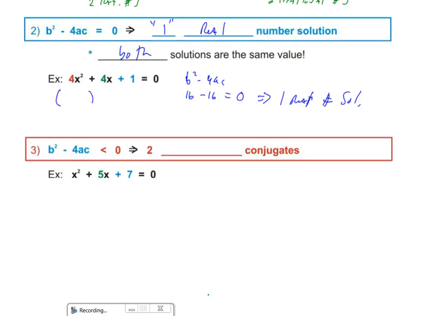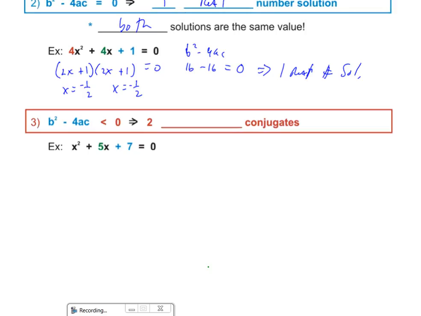Hey, real quick, just to show you, if I factored this thing, if I went to solve by factoring, 2x plus 1, 2x plus 1, right? Middle term will end up being a 4x, right? Correct factoring. Solve each quadratic, you get x equals negative 1/2. And again, you get x equals negative 1/2. Again, in reality, there are two solutions, but they're the same value, so we say there's one, right?